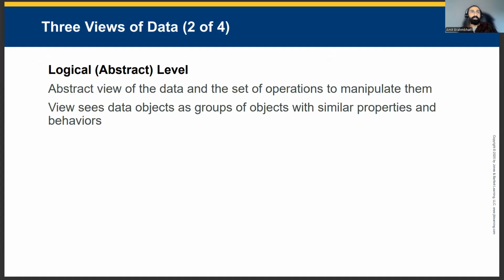Three views of the data. The first one is the logical level. The logical or abstract level describes data in terms of its overall structure and behavior, but without specifying implementation. This is where we define ADTs. For example, a stack is a structure that allows push and pop operations and follows last in, first out behavior. The logical level doesn't care whether the stack uses an array or linked nodes. It only cares that the two fundamental operations exist and behave correctly.